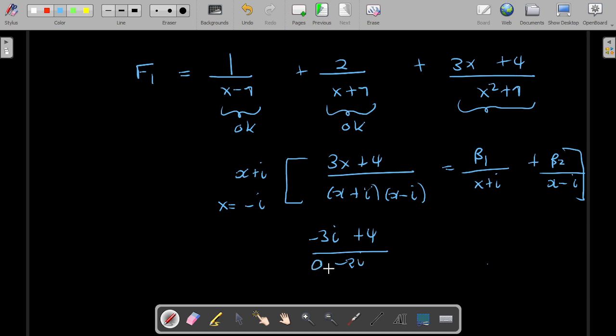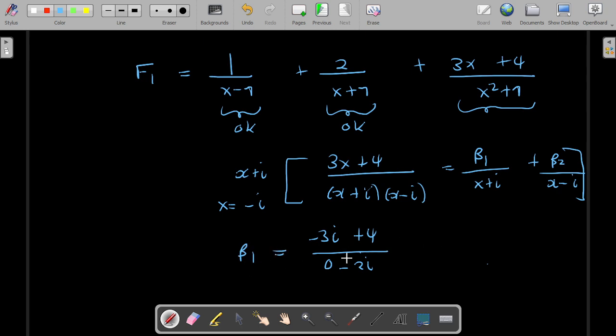Now here we can write the complex number at the bottom as 0 minus 2i, because the real part of the complex number is 0. Whenever you're dividing two complex numbers, you have to multiply by the conjugate of the denominator at the numerator level and at the denominator level. That is how we're going to get the simplification. Now this is what beta 1 is going to be equal to.